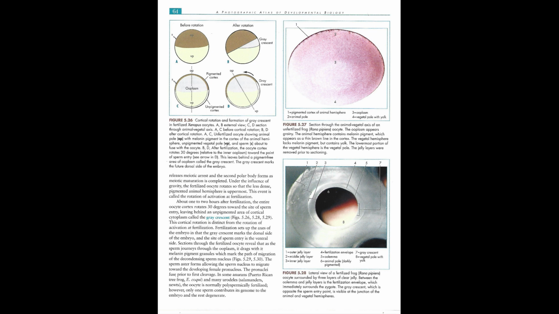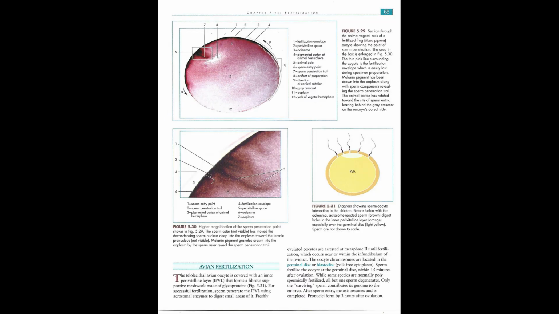In some anurans, such as the Puerto Rican tree frog, Eleutherodactylus coqui, and many urodeles, salamanders and newts, the oocyte is normally polyspermically fertilized. However, only one sperm contributes its genome to the embryo and the rest degenerate. Avian fertilization.